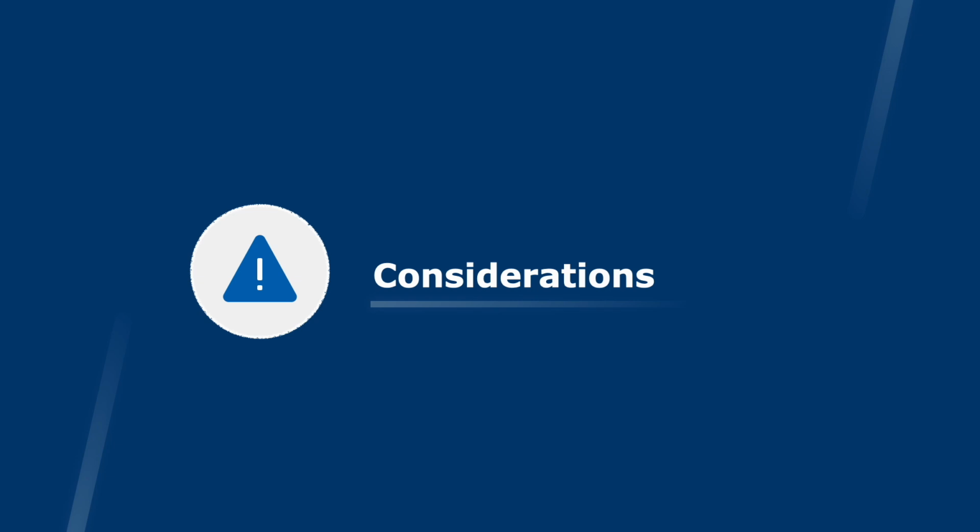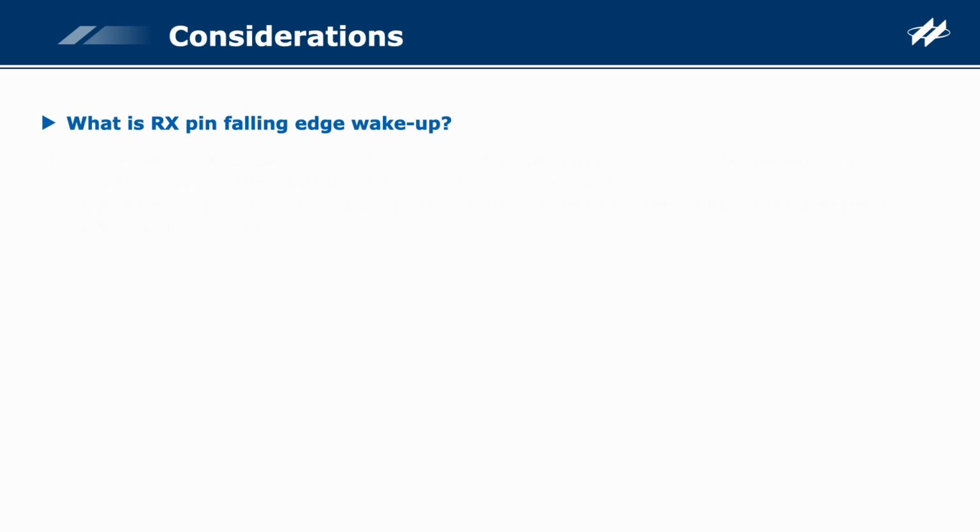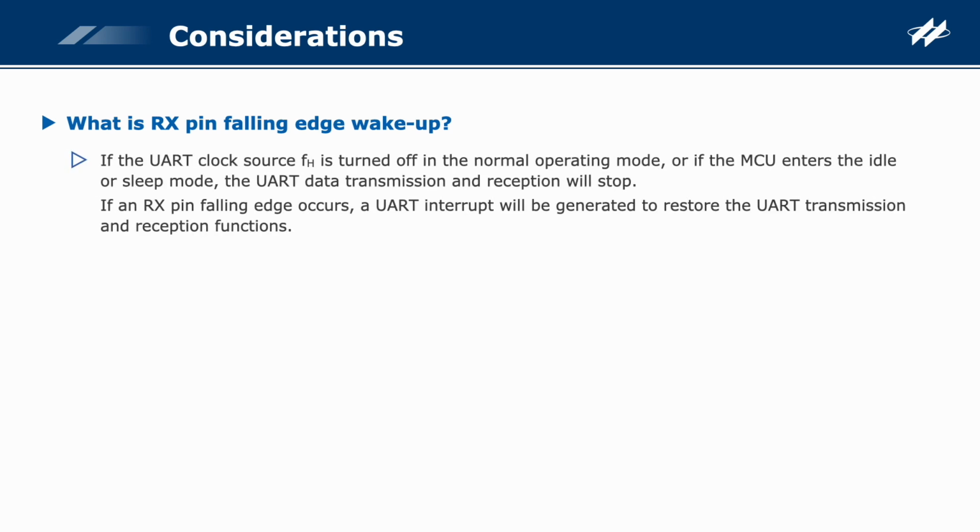Considerations. If the UART clock source FH is turned off in the normal operating mode, or if the MCU enters the idle or sleep mode, the UART data transmission and reception will stop.